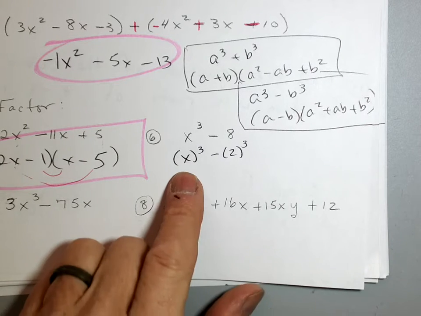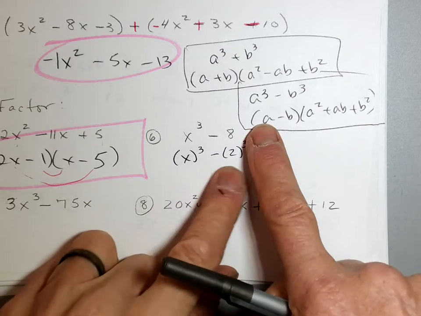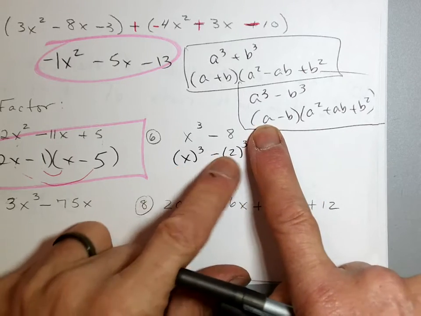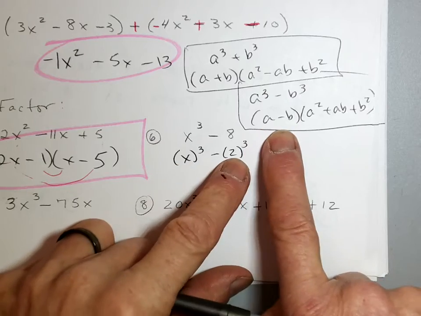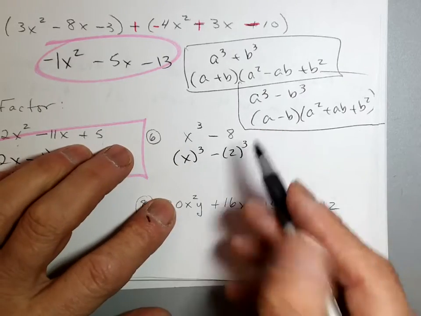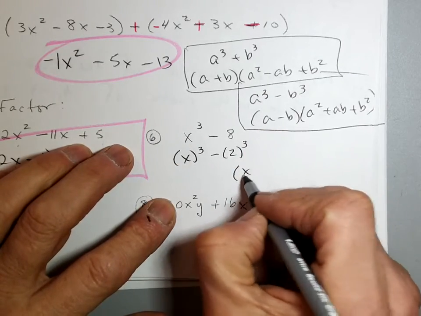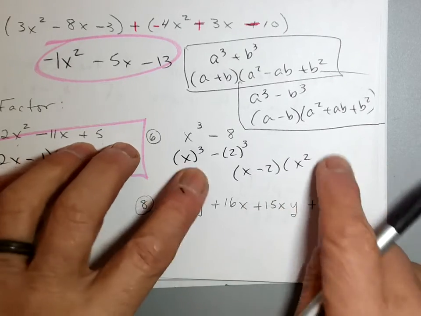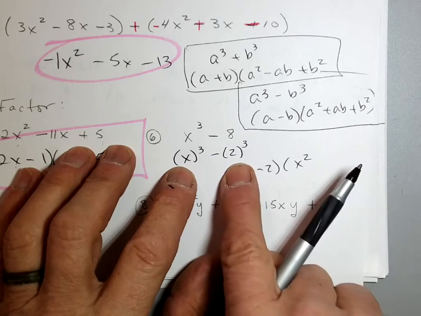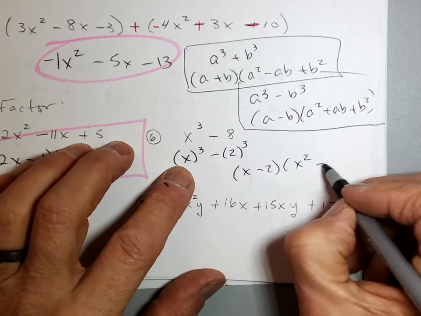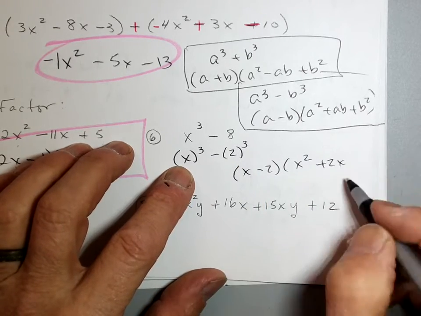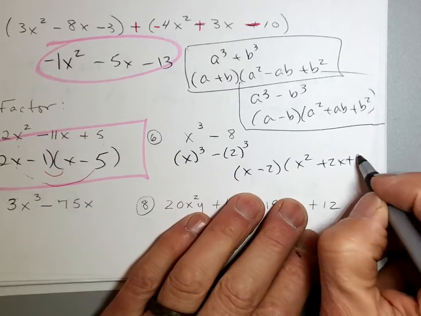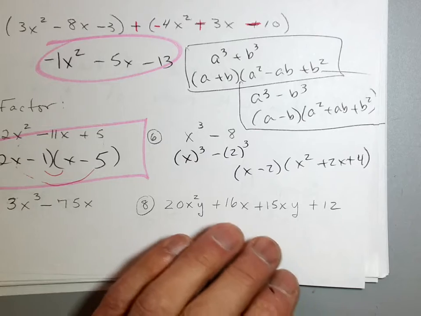So the x is like the a, and the 2 is like the b. So I'll plug the x in for the a and the 2 in for the b. And so my answer is going to be (x − 2) times an x squared. And then AB means together, so I'm going to have a 2x, plus a b squared, which is plus a b is 2, 2 squared is 4. That's my answer.